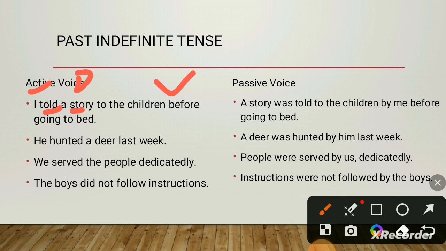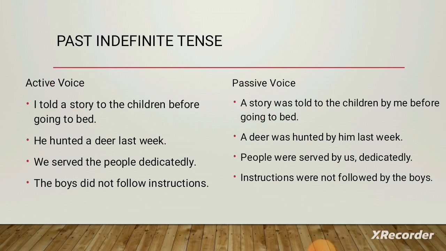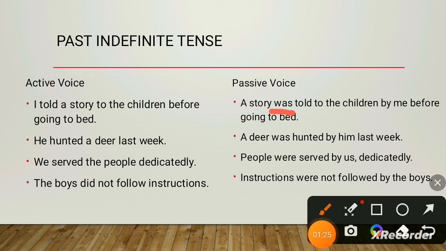So now we change it into the passive voice. A story, which was the object in the active voice, we have replaced it with the subject. We have taken it to the place of subject. Then we use the past form of the helping verb was. Then the third form of the main verb, told, to the children by me before going to bed. So by me is basically, it was the subject in the active voice. We have changed I into me in the passive voice, and we have added by in the passive voice.